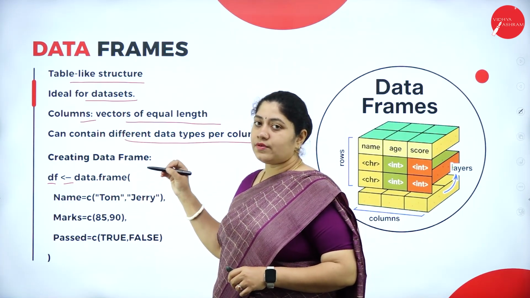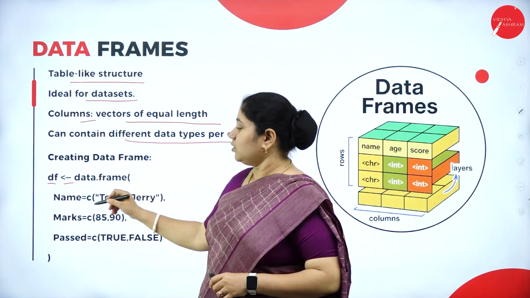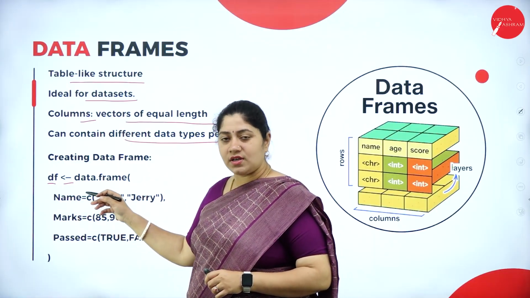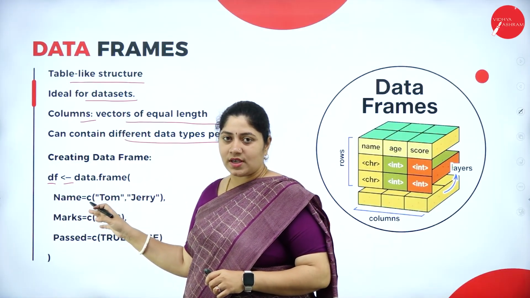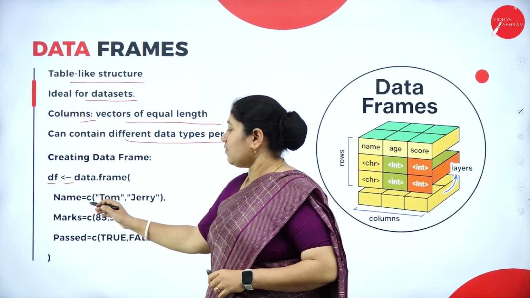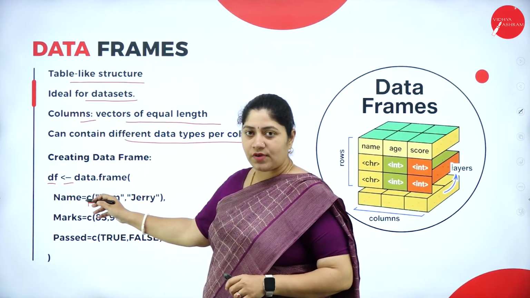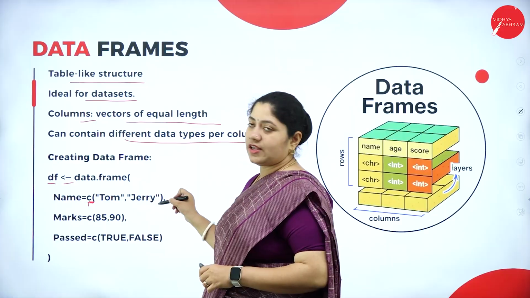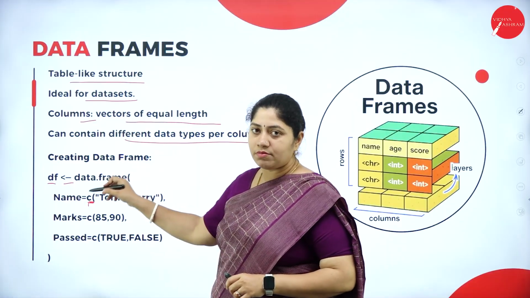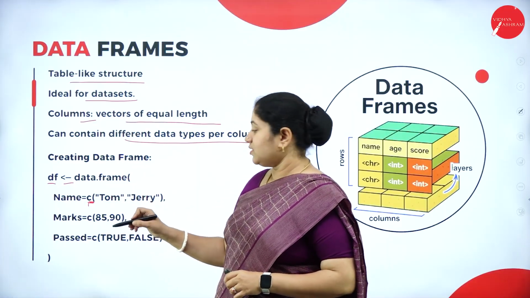So now we have to represent what is that. Initially we'll be representing a name, with respect to this example. So yes, we have considered a c which specifies a vector value, Tom as well as Jerry. Yes, both are of name type. And now next is marks.